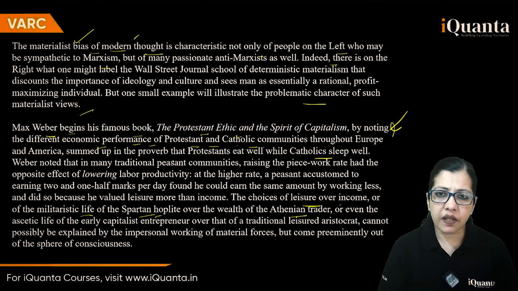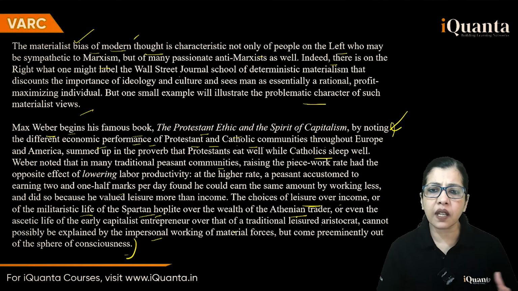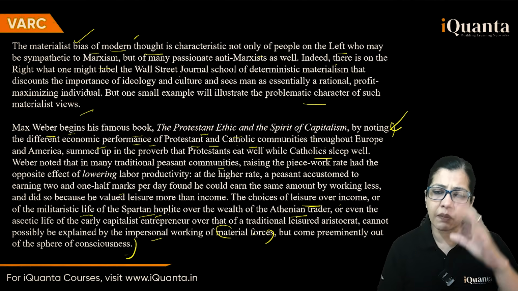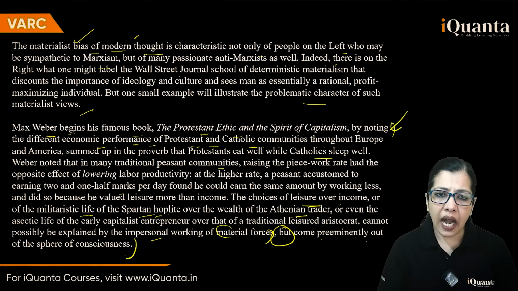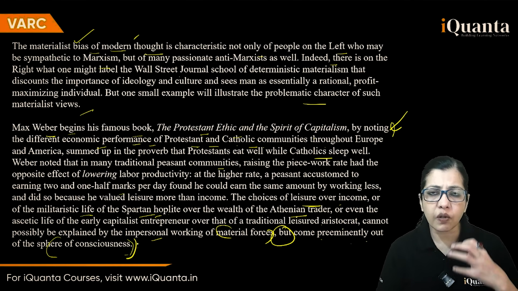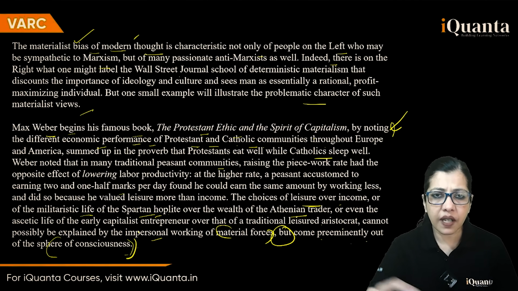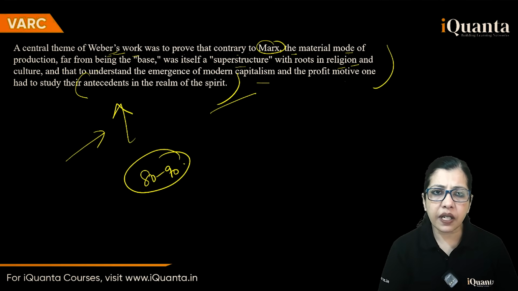Problematic character of materialistic views. And then he comes down to this part, communities accustomed to earning. This is just extra detail, but again he comes down to this. I'm going to read these two lines: a leisured aristocrat cannot possibly be explained by the impersonal working of the material forces. You cannot explain it by that, but it can be explained: they come preeminently out of the sphere of consciousness. So consciousness is still the hero being discussed. A central theme: the material mode, far from being the base, the superstructure, roots in this.